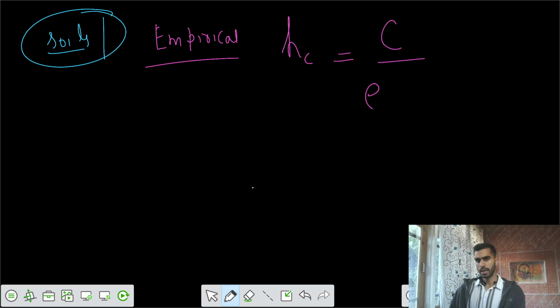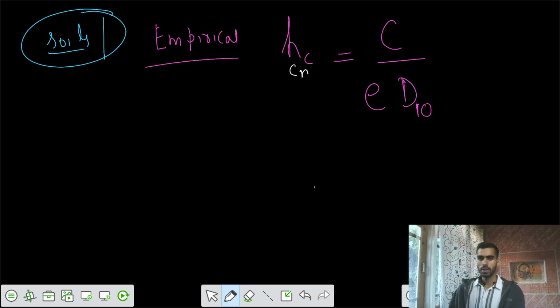Let's try to have the equation for capillarity for your general soil. This is an empirical relation: capillary rise is equal to some constant C divided by the void ratio of the soil times the effective size of that soil, D10.